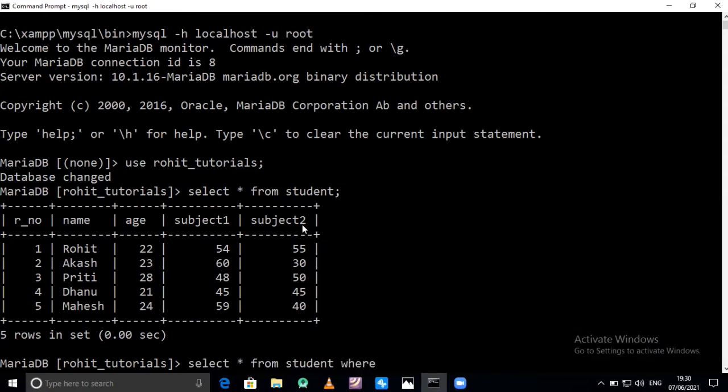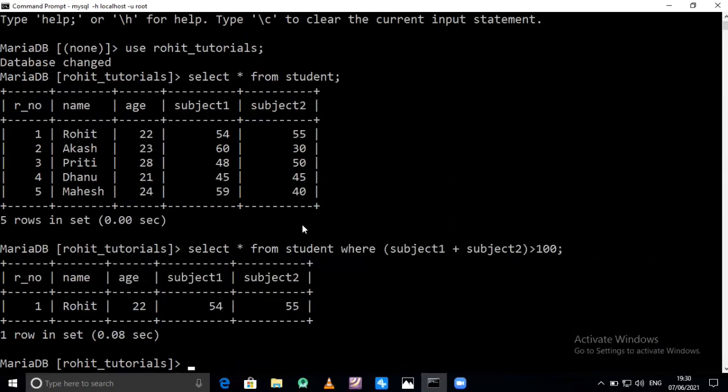where clause, what we want: subject 1 plus subject 2, subject 1 plus subject 2 is greater than 100. Semicolon. Press enter. So this record is retrieved.